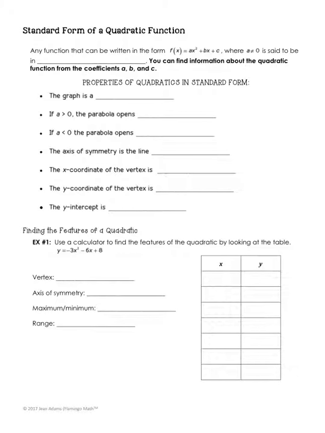Today we're going to talk about lesson 4-2, standard form of a quadratic function. So we already talked about several of these things yesterday, so we're just going to fill in some things. Any function that can be written in the form of ax squared plus bx plus c is said to be in standard form.